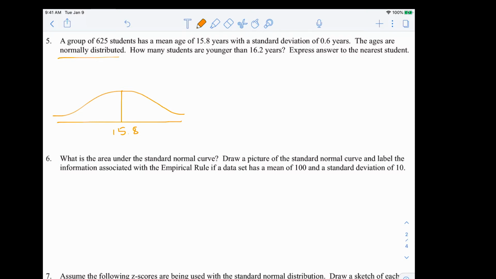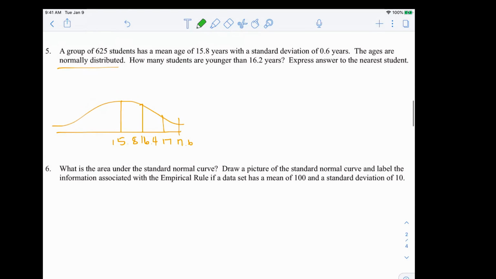If I go 1 standard deviation above, that brings me to 16.4. 2 standard deviations brings me to 17. And 3 standard deviations above is 17.6. Now, if I look, I can see that 16.2 is right here, which does not fall exactly 1, 2, or 3 standard deviations from the mean. So I'm looking for the number of students that are younger, so I'm looking for all of this.